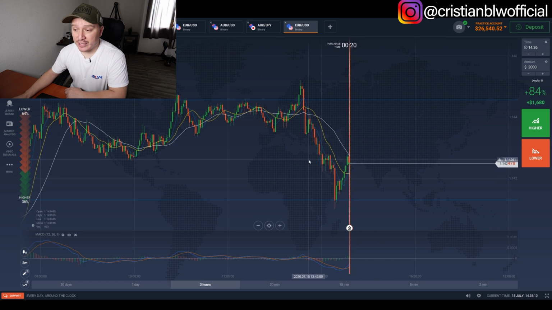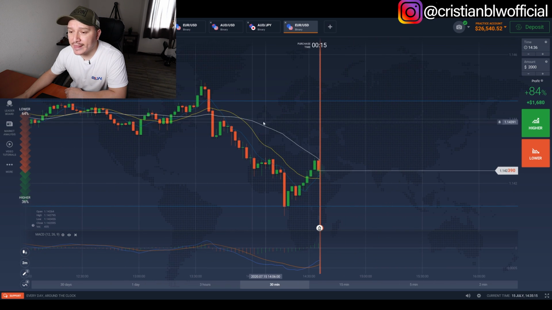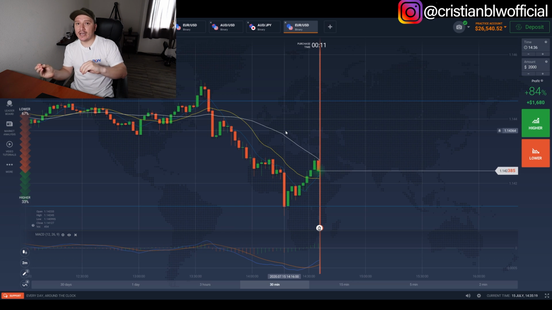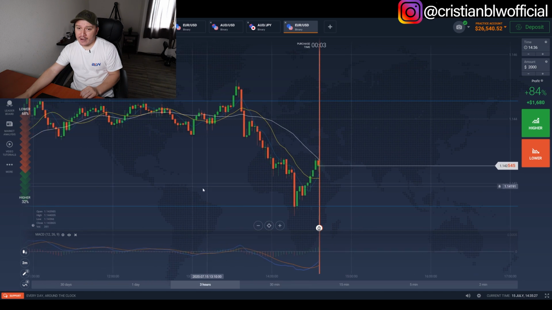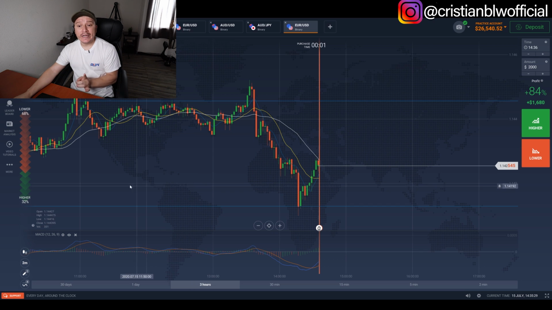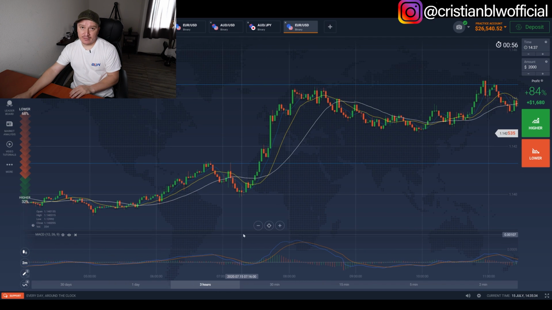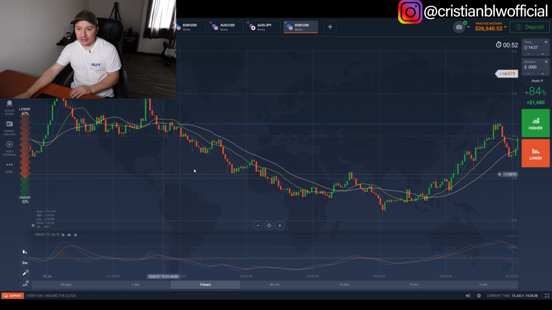So what I mean with this is that, for instance, when the white line is above the blue line and the yellow line, it's a downtrend. When it's above, like right here, it's a downtrend. You see? And whenever it's below, it's an uptrend, like right here. Does that make sense? This is a downtrend, you see?